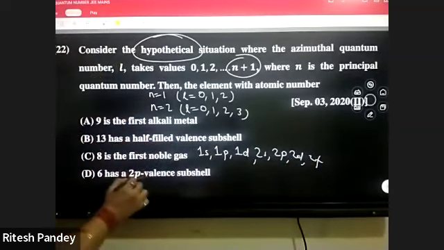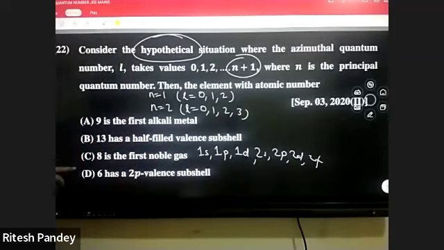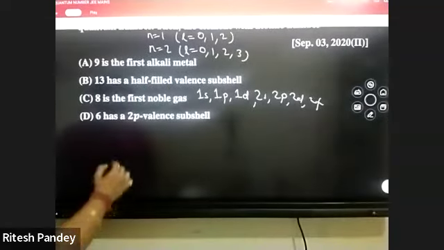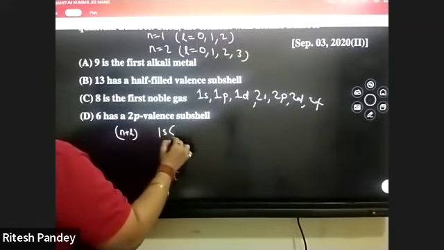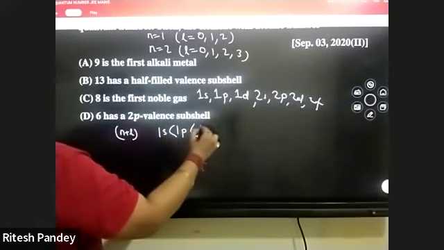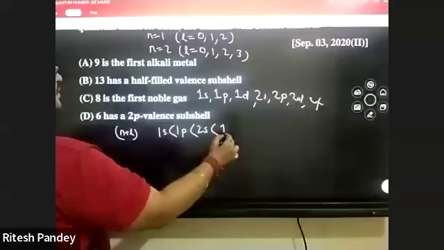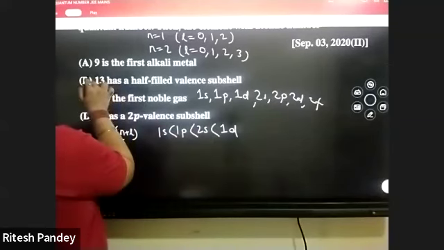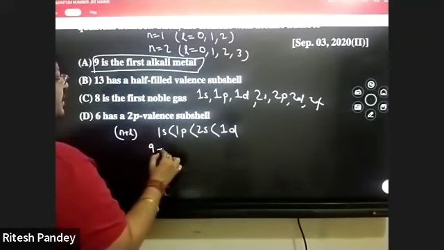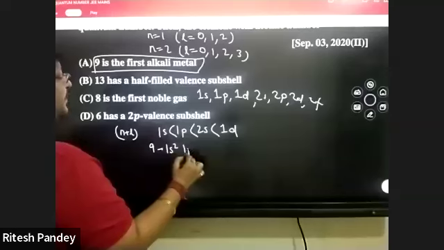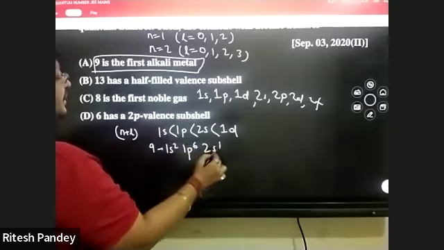It's a major problem. If I go by the n plus L value, the filling of subshells will be like 1s, then 1p, and 2s will come before 1d. The story ends here. 9 is the first alkali metal. 9 is the first alkali metal. So 9 would be like 1s2, 1p6, 2s1.